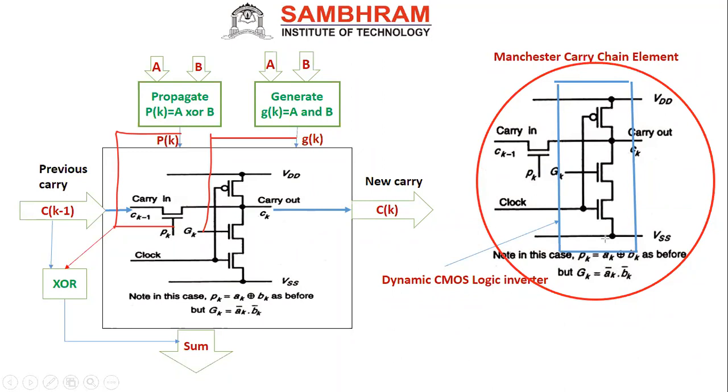We drew the dynamic CMOS logic inverter. This is the dynamic one. Here we have the clock. As you know, it works in two phases: one is the pre-charge phase, and the other is the evaluate phase. During the pre-charge phase, this capacitance will be pre-charged through VDD. Then during the evaluation phase, this will be evaluated.